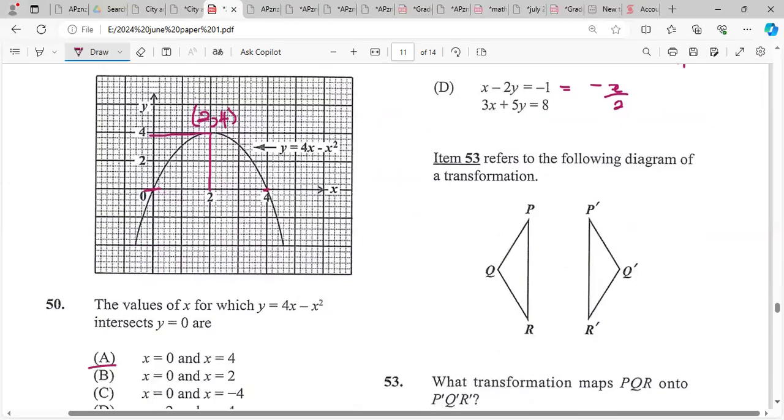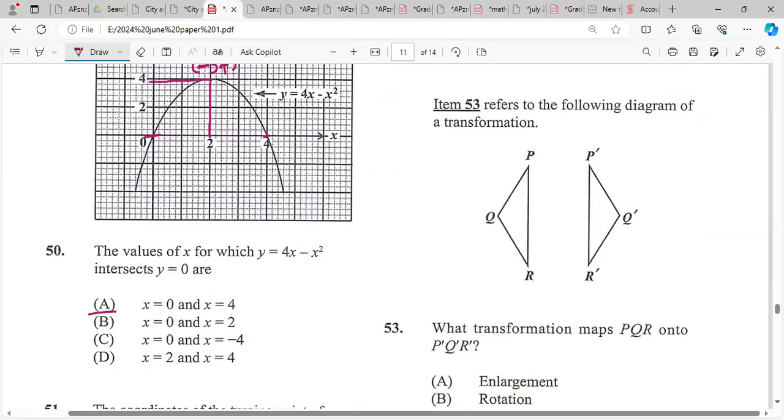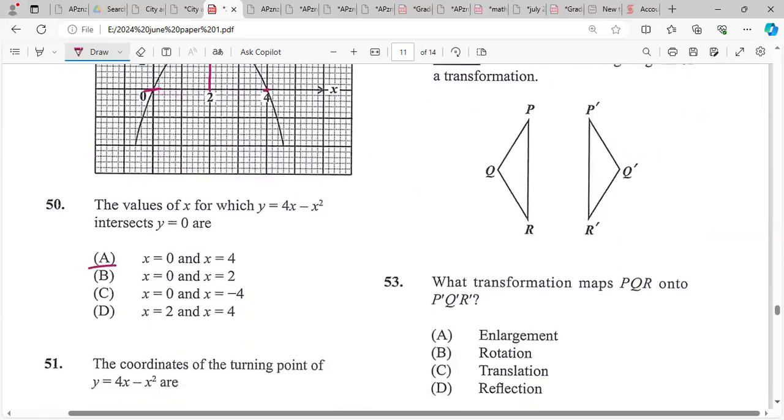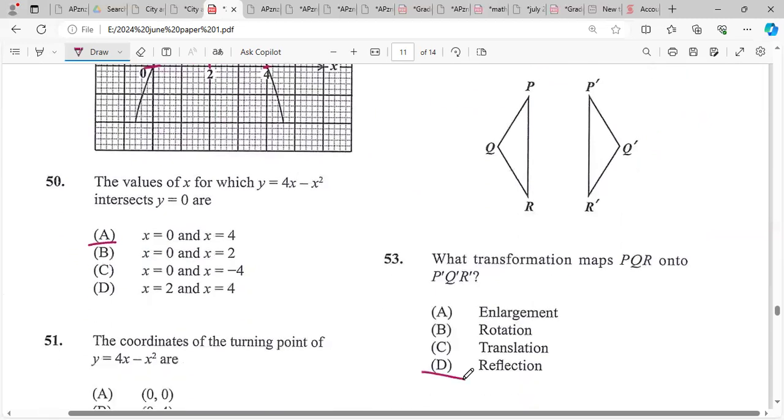Alright, 53 says, refers to the following diagram. What transformation maps PQR onto that? And that's a reflection.